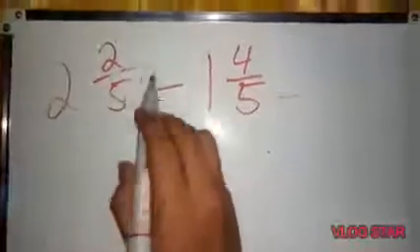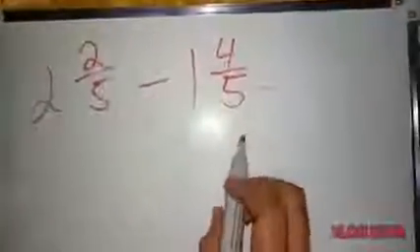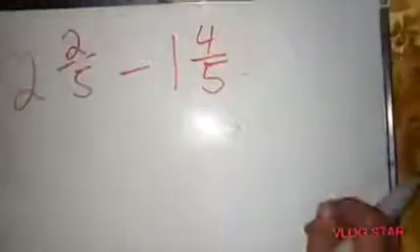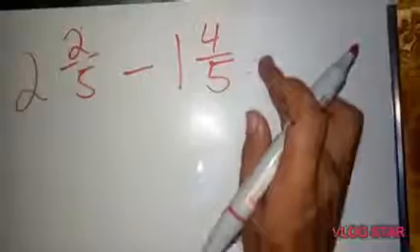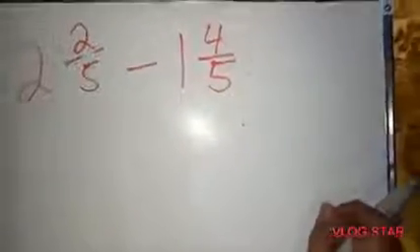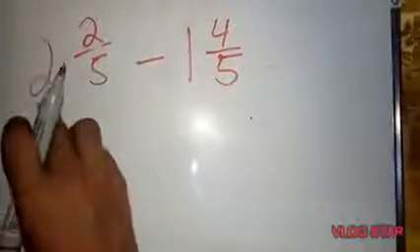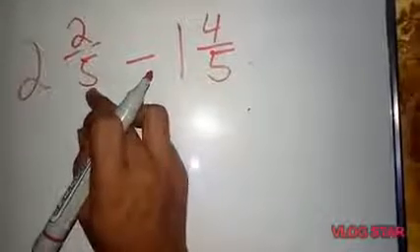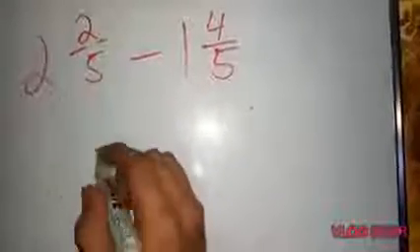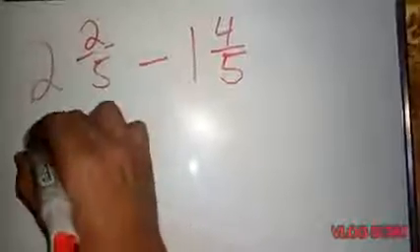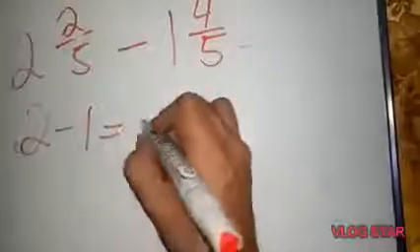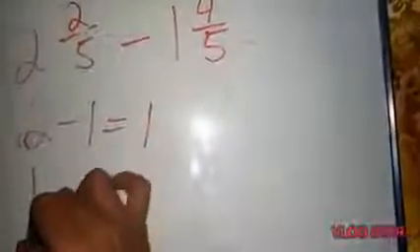Next, 2 and 2/5 minus 1 and 4/5. Can we subtract the numerators? Of course not, because the numerator of the subtrahend is bigger than the numerator of the minuend. So we will convert 1 part of 2 into a fraction. Since the denominator of the fraction is 5, from 2, we will subtract 1. So what's left is 1.